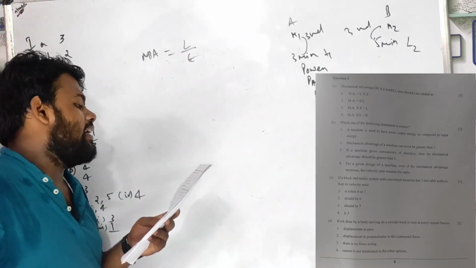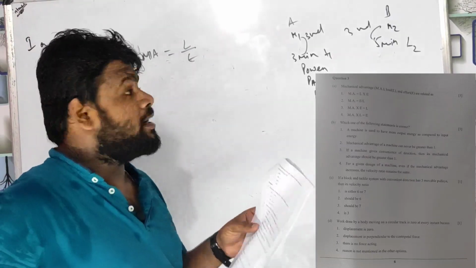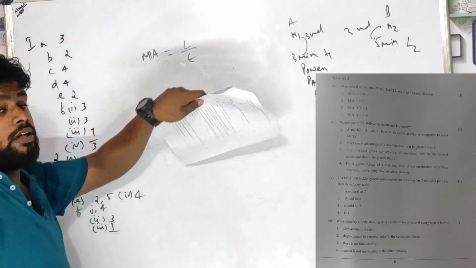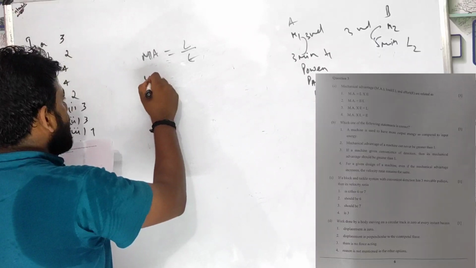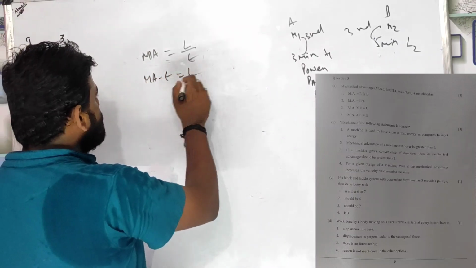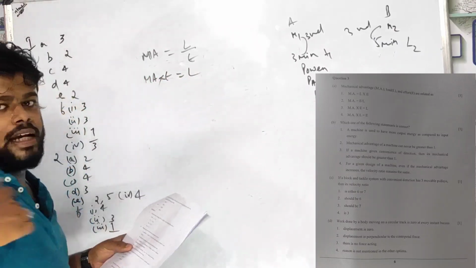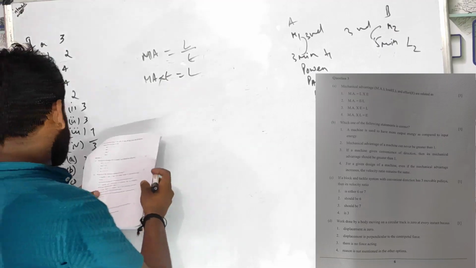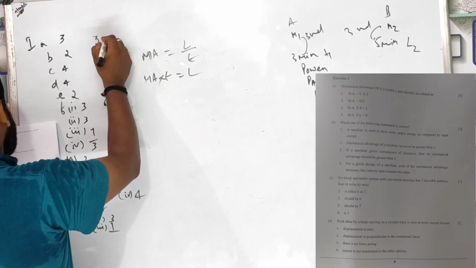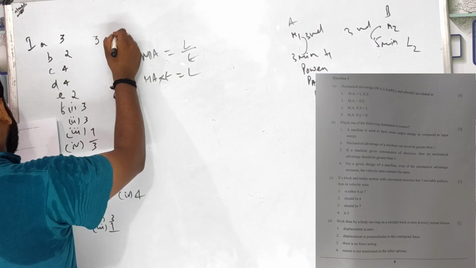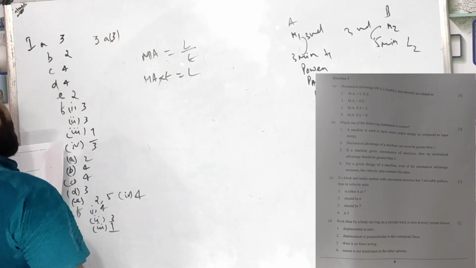कहाँ यार फंसा रहा है, ये भी गलत. MA equals to effort by load नहीं हो सकता, load by effort होगा. हमें फंसा रहे ये लोग. MA into E equals to L. Can I do? MA into E equals to L. Yes. That means bit 3 is the correct option. That means I am doing here number 3, children. Number 3 का correct option, right.